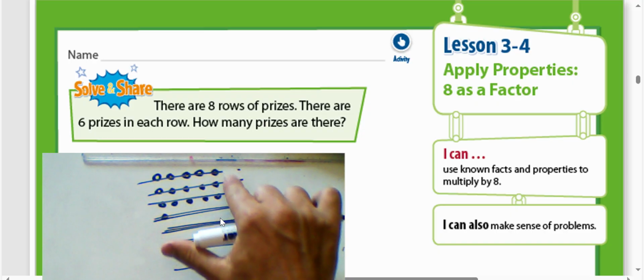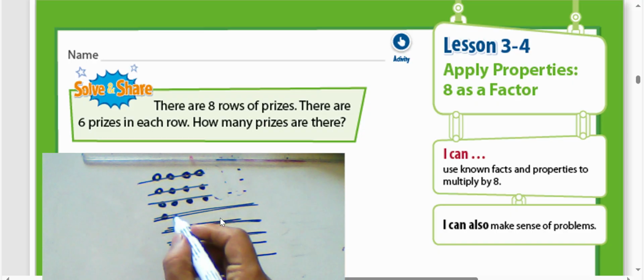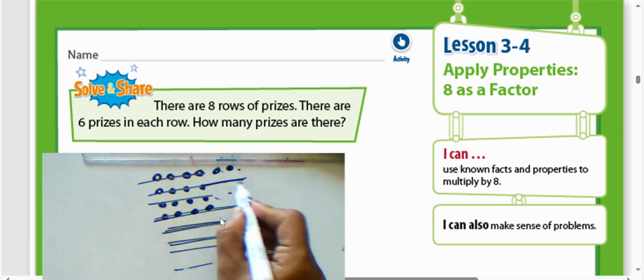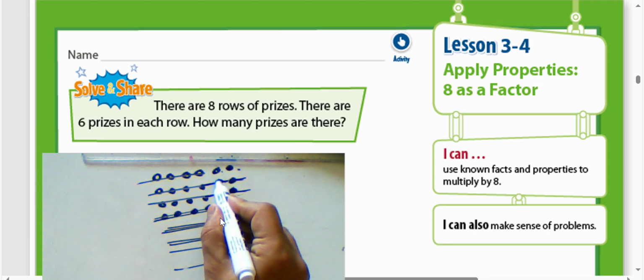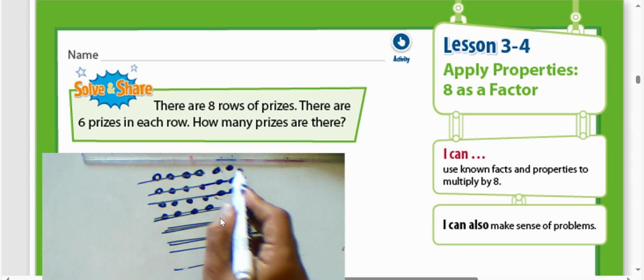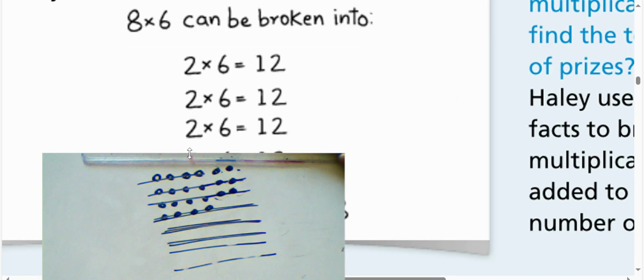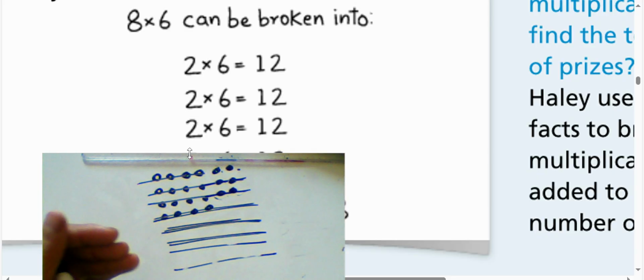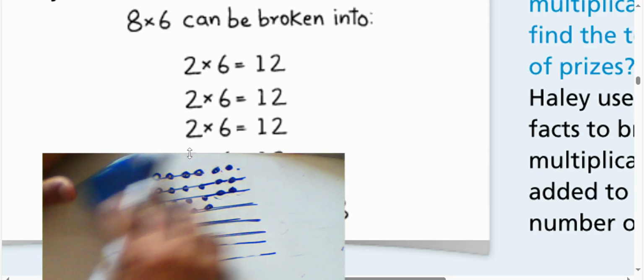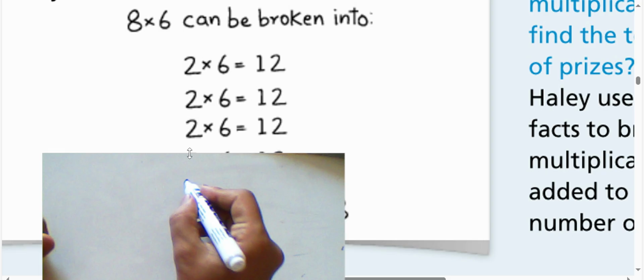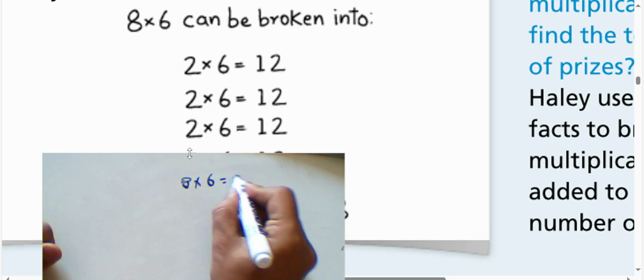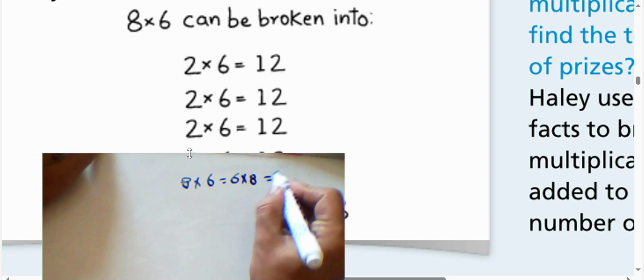Okay, we can cancel 2 here to get 6. Like this, 1, 2, 3, 4, 5, 6, and so on. You can complete this. You can also write by this step. We have 8 times 6 equals 6 times 8 equals 48.